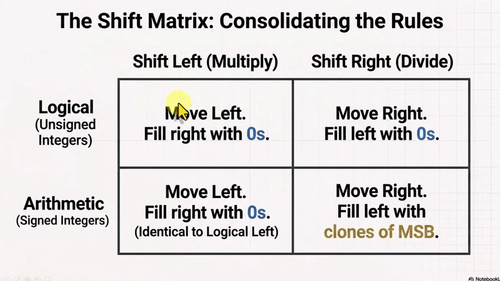Okay, so in logical shifts: move left, fill right with zeros; move right, fill left with zeros. So whatever you have, just do that. Then in arithmetic left shift, move left, fill right with zeros. But in arithmetic right shift, move to the right, fill left with clones of the MSB, the most significant bit. If that is 1, you just fill the empty spaces with 1. If 0, then simply with 0.